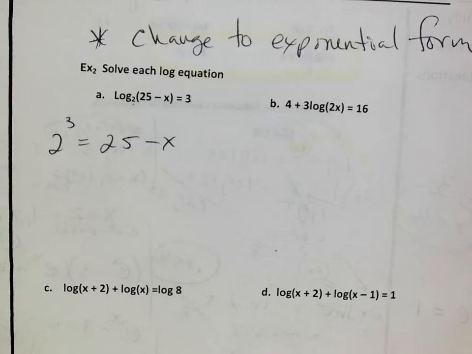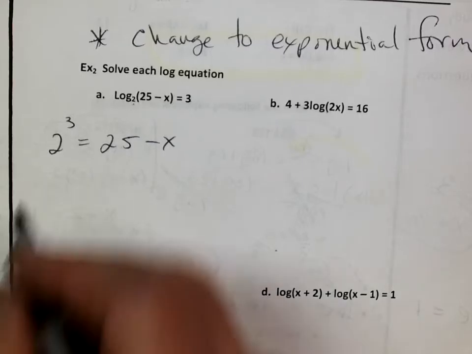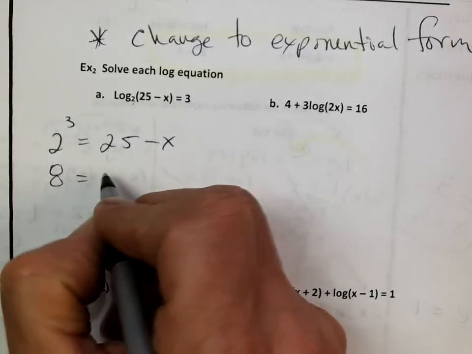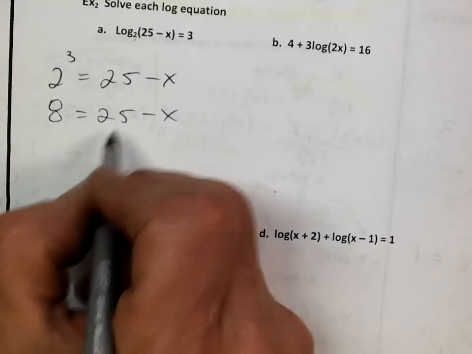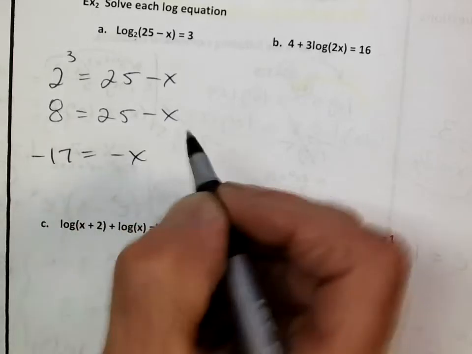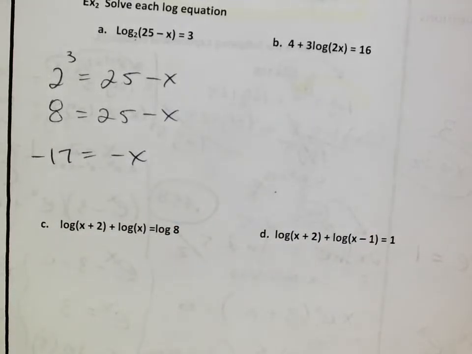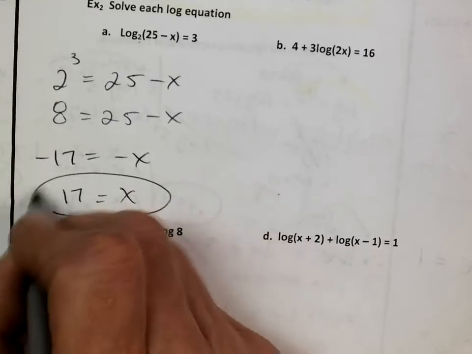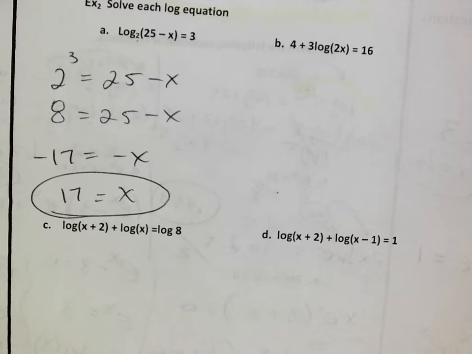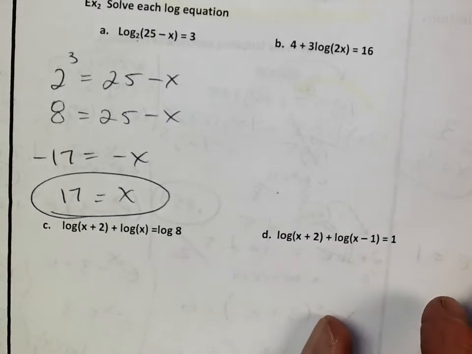See how it works? That's my 2 to the third power equals what's inside. Okay. So now it's pretty easy to solve. 2 to the third, not 6. It is not 6. It's 8. 8 equals 25 minus x, right? Subtract 25, and I get negative 17 equals negative x. Get rid of the negative, and x is equal to 17. How is that? Capiche? Okay. All right. How about B?